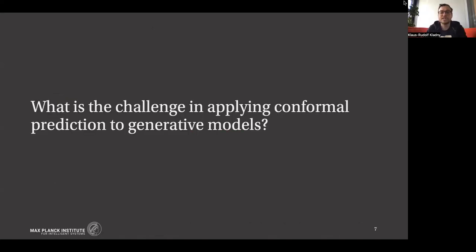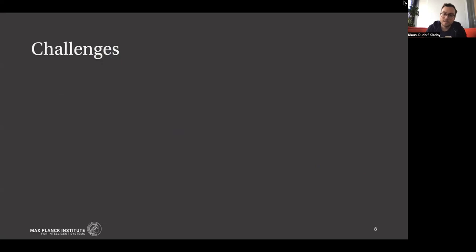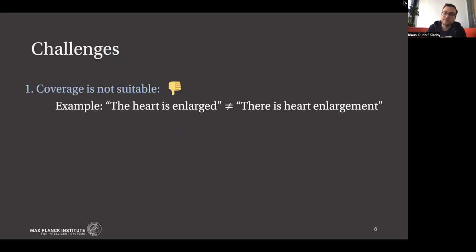Unfortunately, conformal prediction is not straightforward to apply to generative models, and this has the following two reasons. The first challenge is that conformal prediction makes a guarantee in terms of exact coverage, which is not really suitable. For instance, we look at these two sentences right here. The heart is enlarged, and there is heart enlargement. While these sentences are semantically equivalent, they don't match exactly, and this is something that conformal prediction cannot take into account out of the box.